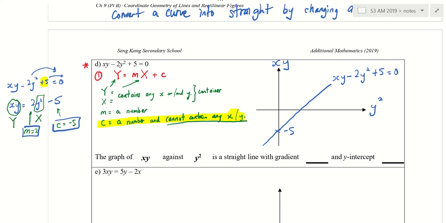So let's take a look. To answer the question, the graph of xy against y squared is a straight line with gradient equal to 2 and y-intercept equal to negative 5.